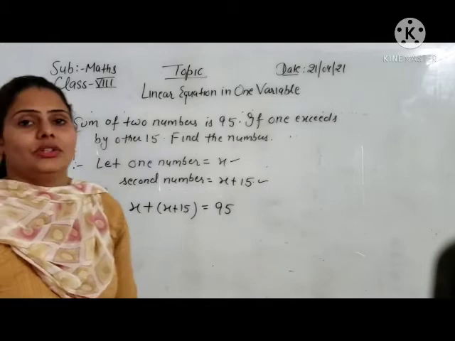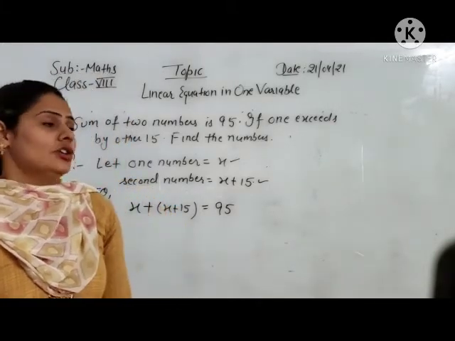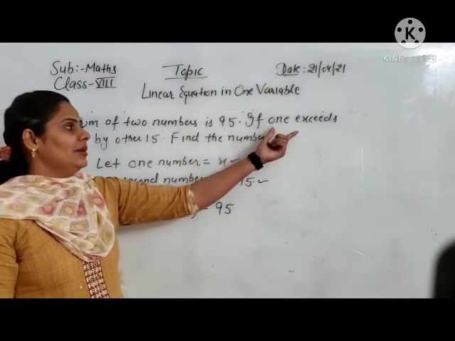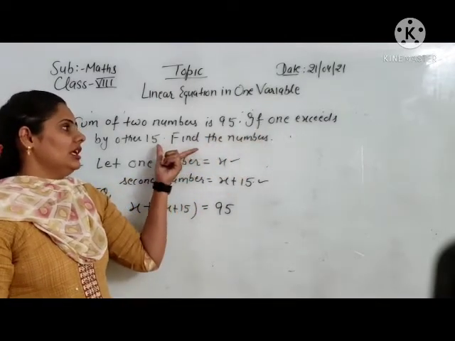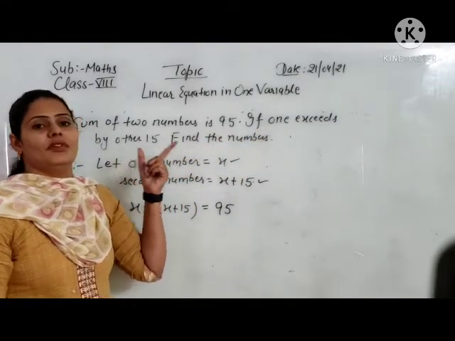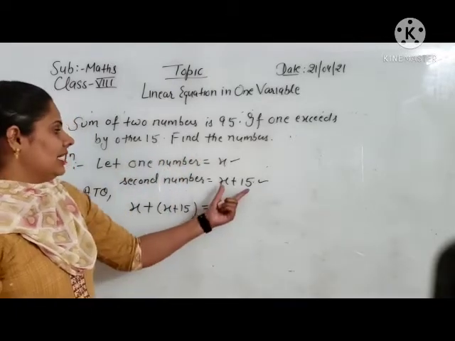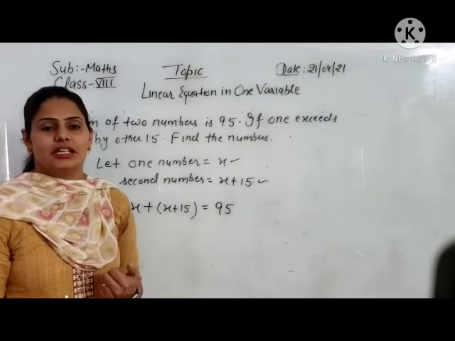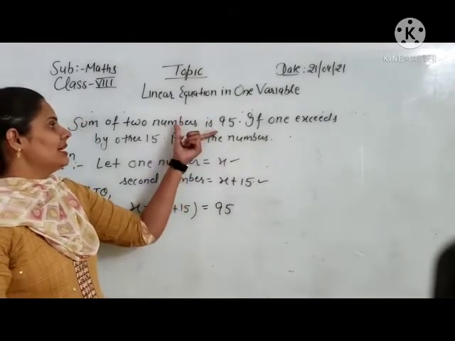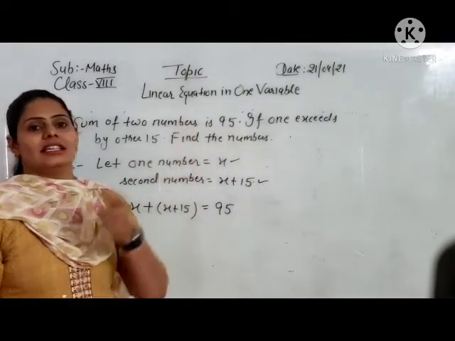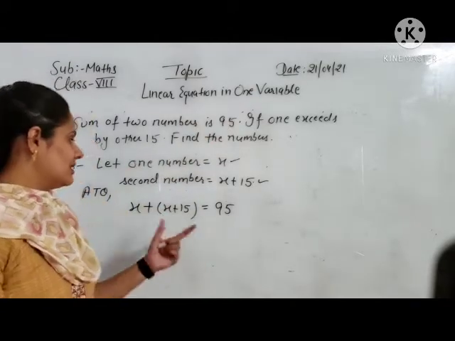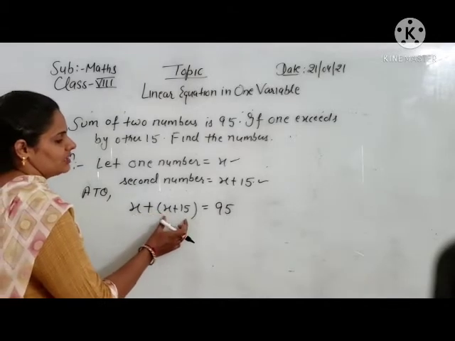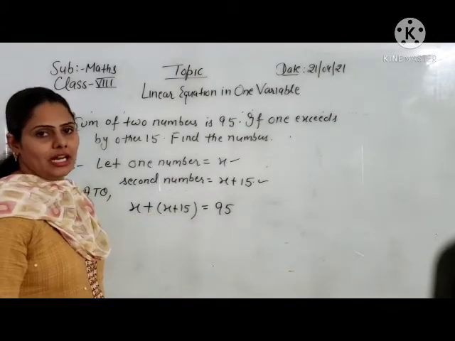Clear? First you have to assume the first number as x, and the second number is already given in the question: one number exceeds the other by 15. So the second number is 15 more than the first number, so the second number will be x plus 15. Now according to the question, the sum of both the numbers is 95. So what is the sum? The addition of both the numbers. So it will be x plus x plus 15 is equal to 95.